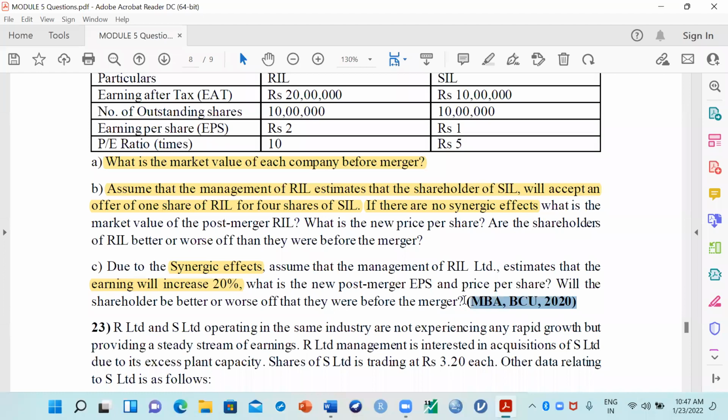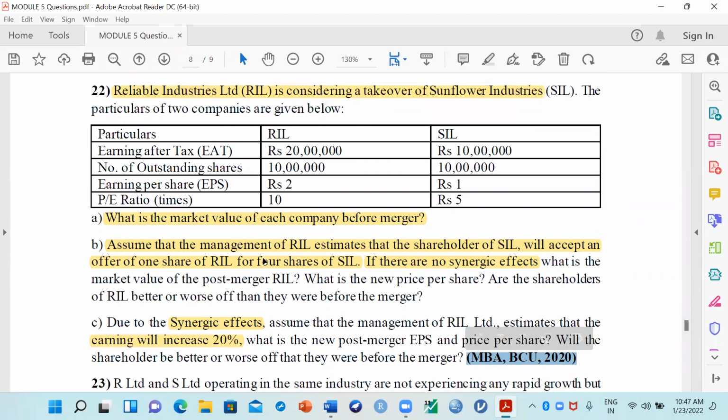Okay, so this is again from the 2020 question paper. Last year they asked this particular problem. Let us start solving this particular problem. Question number 22.